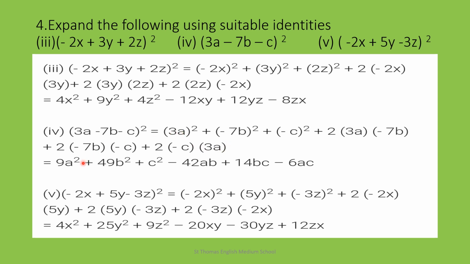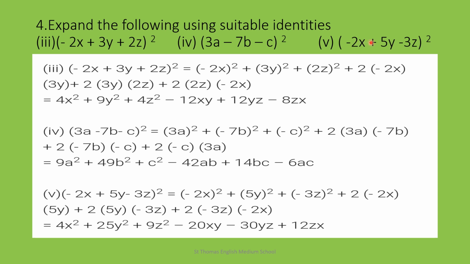3a whole square is 9a square, minus 7b whole square is plus 49b square, minus c whole square is plus c square. Now 2 3s are 6, 6 multiplied by minus 7, that is minus 42ab. Next term you are having two negative signs, so the term comes as plus. 2 sevens are 14, 14bc, minus 6ac.